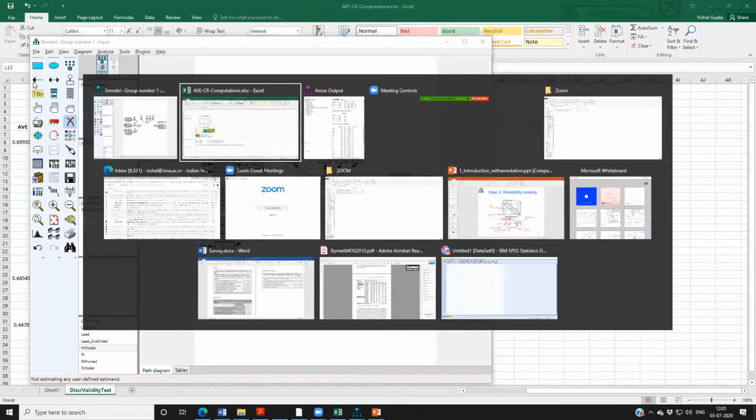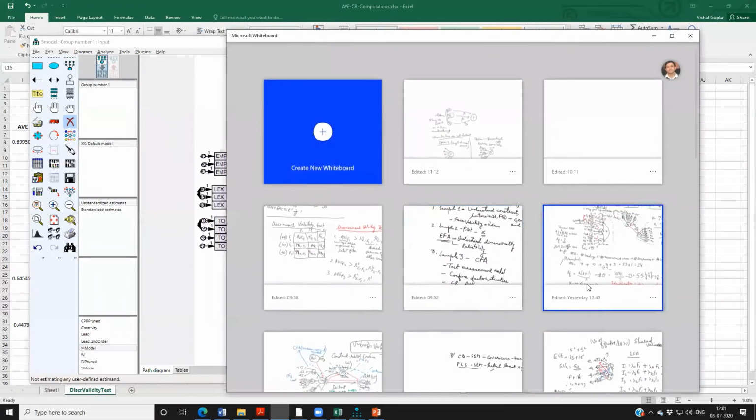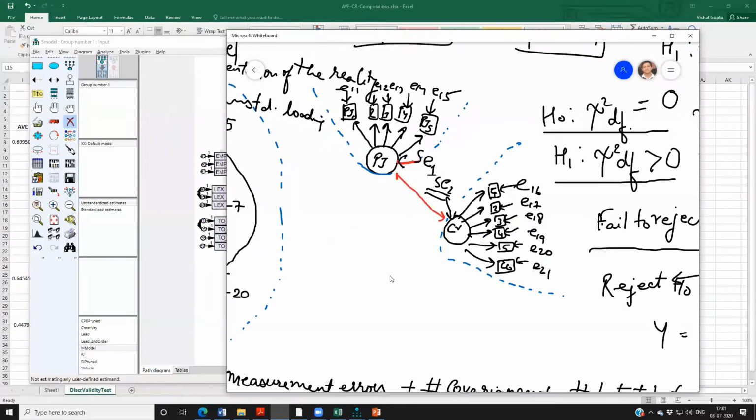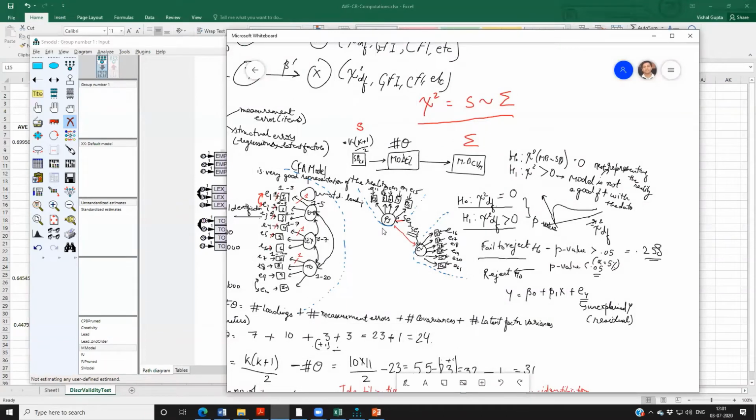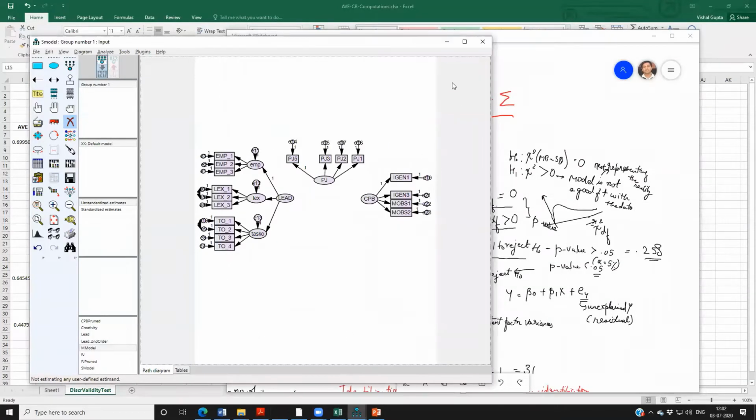Because I want to remember this diagram that I had shown on the whiteboard, we now want to test these paths. Okay, we have shown that these constructs are discriminant from each other, and I now want to test these paths. So what am I going to do? I am going to draw paths, not covariances now. I'm going to draw paths from my construct to the other construct and a path from Pj as well to Cb.